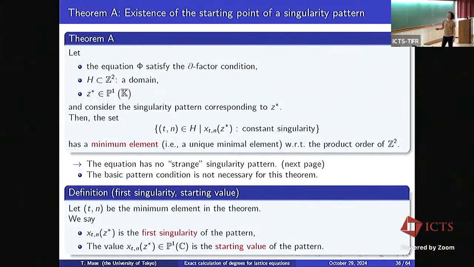This is the first theorem. The equation satisfies some condition, and this is the domain, and this star is some value. Then think about the singularity pattern. This set is the singular locus. The singular part has a unique minimal element, a minimum element with respect to the order. So there is no strange pattern like on the next page, and the basic pattern condition is not necessary. So we call it the first singularity, and its value is the starting value of the pattern.